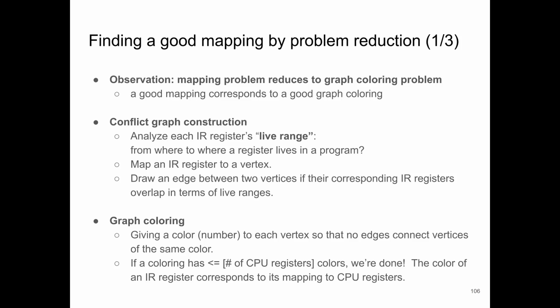Okay, so for constructing this conflict graph, we first need to analyze each IR's registers, and we're going to map an IR to a vertex. So we are going to construct a conflict graph, and each vertex corresponds to an IR register, basically. And the key detail here is that we are drawing an edge between two vertices or two registers if their registers are overlapping in terms of the live ranges. So that means if two registers' values should be remembered at the same time, then the vertices should be drawn with an edge.